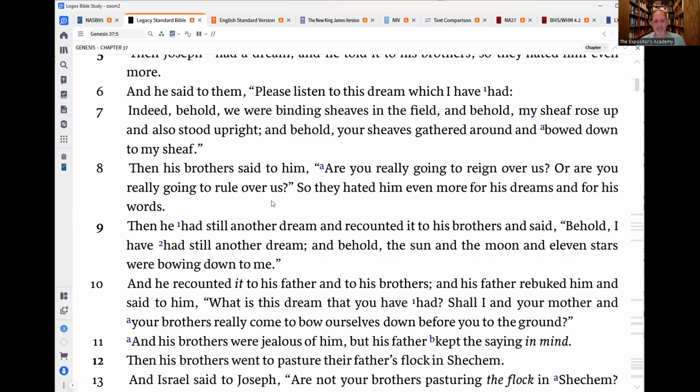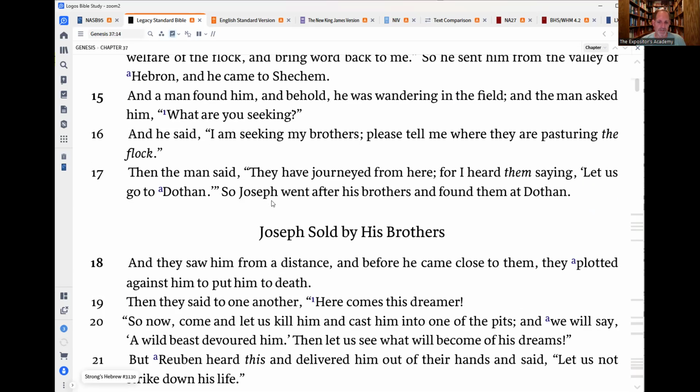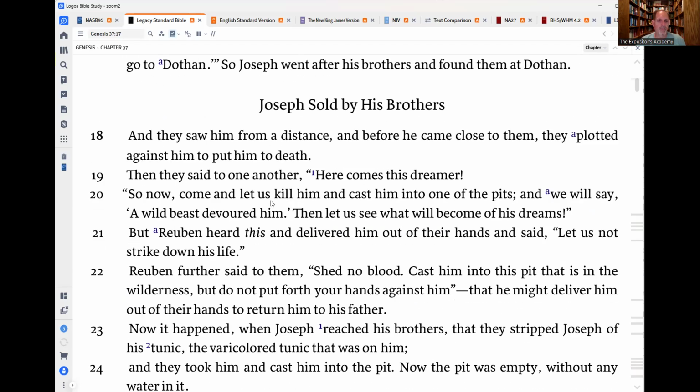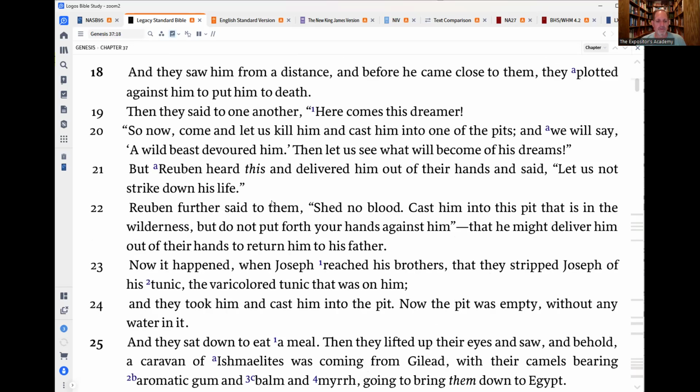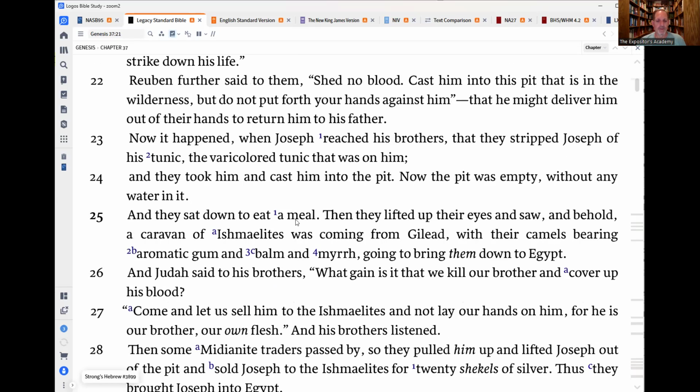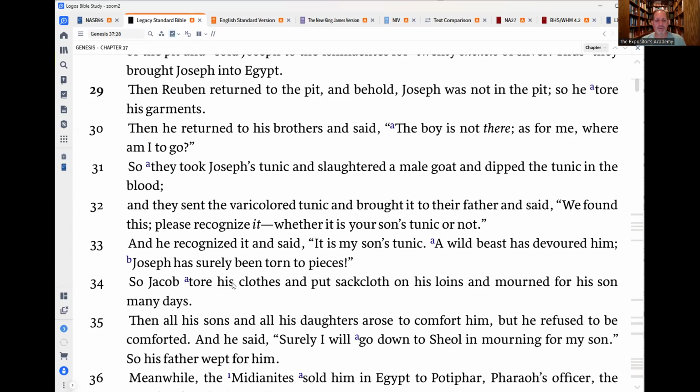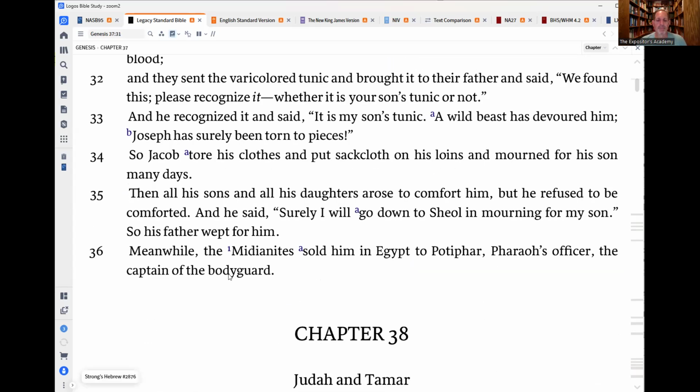And then, of course, his dreams that he tells, and his brothers get mad at him and they want to kill him. But then Reuben says, don't do that. Don't kill him. And then they threw him in the pit. And Judah ends up being the one to sell their brother Joseph into slavery to some slave traders who were going to Egypt. And so they sold Joseph and then made up the story about that. So he's now being taken to Potiphar's house in Egypt.